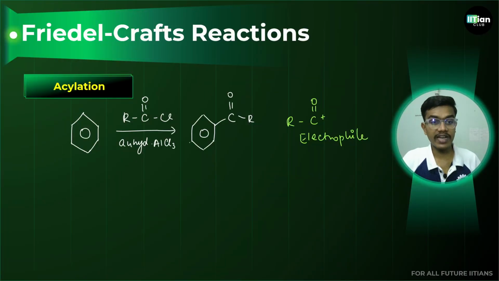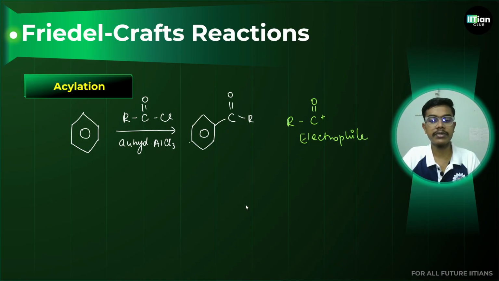And speaking of acylation, you have acyl chloride over here instead of alkyl chloride, as in the case of alkylation. Here you have benzene, acyl chloride, and anhydrous aluminum chloride, and you will get a product like that. And the electrophile is RC double bond O plus. You will be seeing the mechanism now.